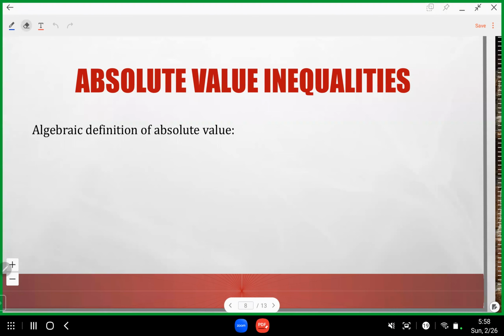So now we're going to go over some absolute value inequalities. So what are absolute value inequalities? Let's recall the definition of absolute value. Can everybody tell me what is the definition of absolute value?